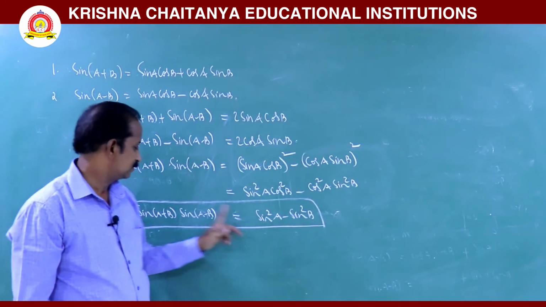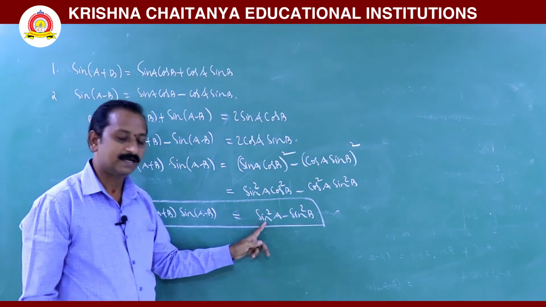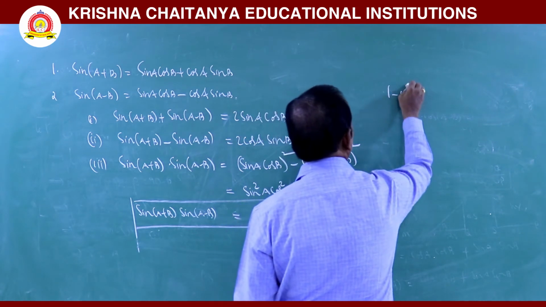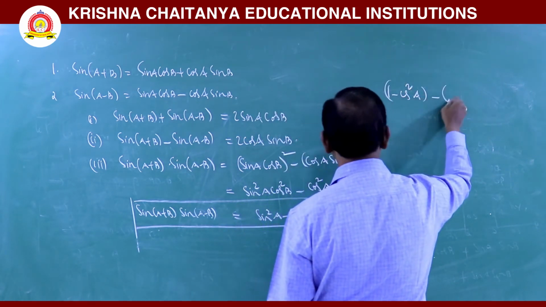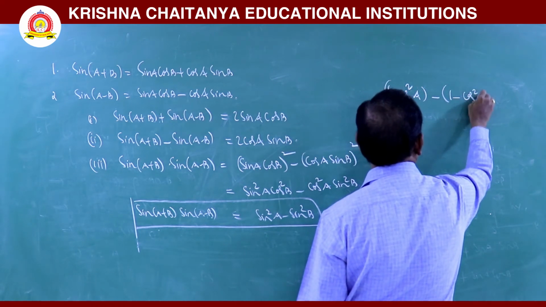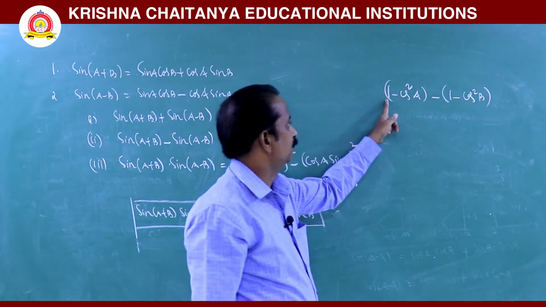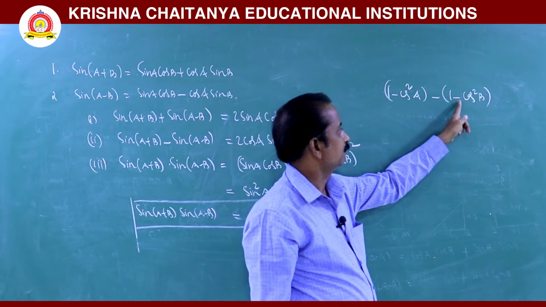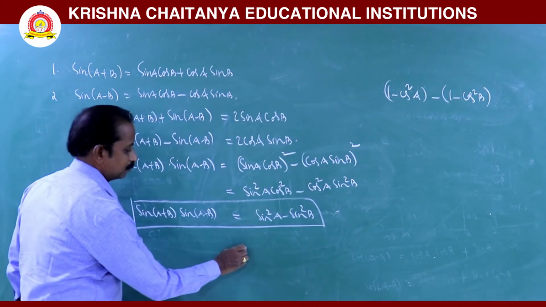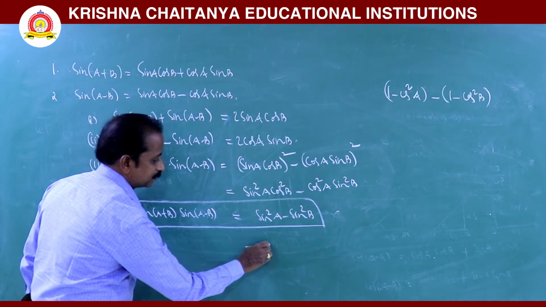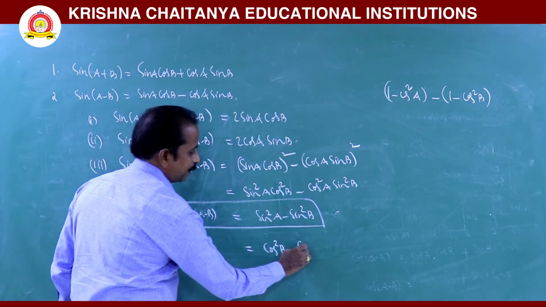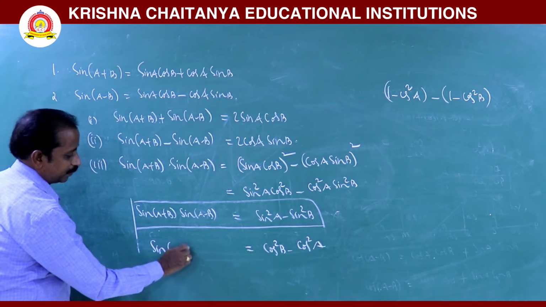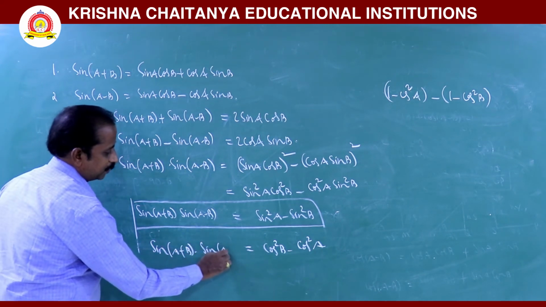We can write sin (a plus b) into sin (a minus b) in terms of cosine also. So, sin square a can be written as 1 minus cos square a, minus of sin square b can be written as 1 minus cos square b. Plus 1 minus 1 they are getting cancelled. We get minus cos square a minus of minus plus cos square b. So, instead of sin square a minus sin square b, we can write cos square b minus cos square a. This is also a formula of sin of (a plus b) into sin of (a minus b).